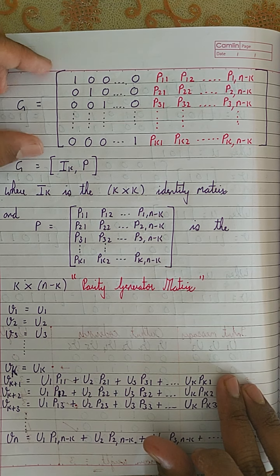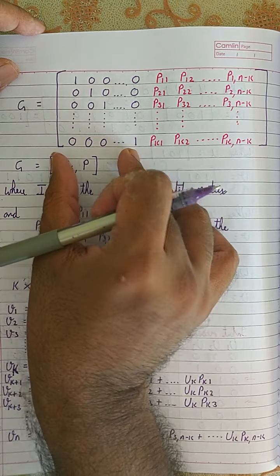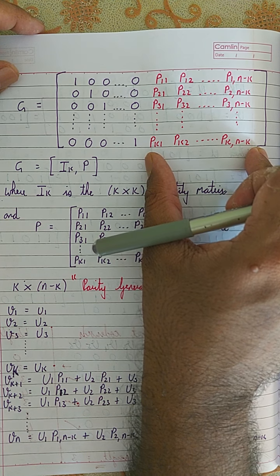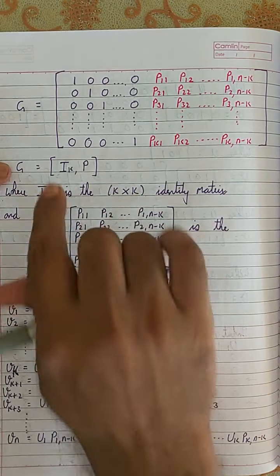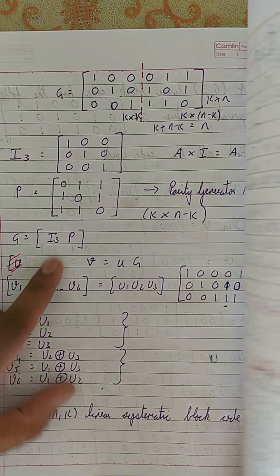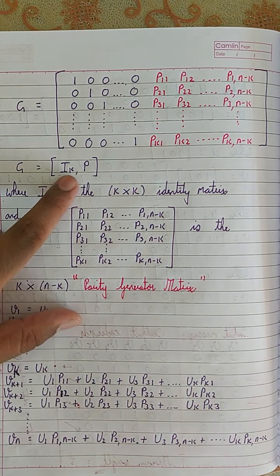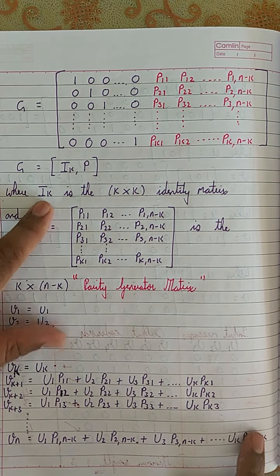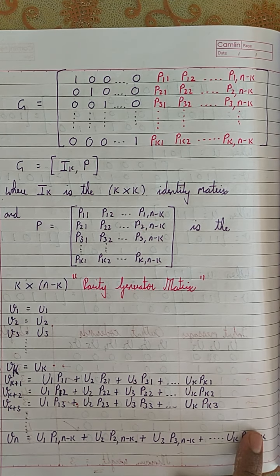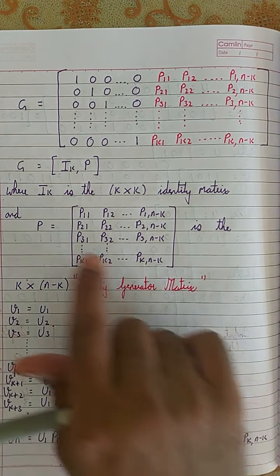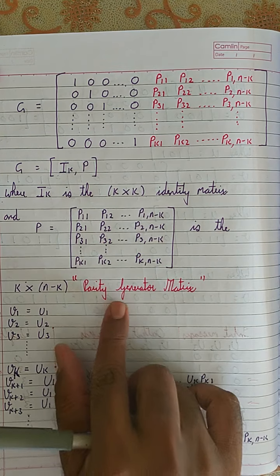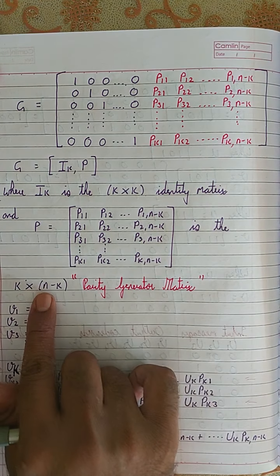If you look over here in this generator matrix, the first portion is the identity matrix and the other portion is the parity generator matrix. Therefore G can be written as [I_k P], just like I wrote G equal to [I_3 P] over here. Generalizing, G is equal to [I_k P], where I_k is the k by k identity matrix, which means I_k is always a square matrix, and the remaining portion is what you call the parity generator matrix, whose dimension is k by n minus k.